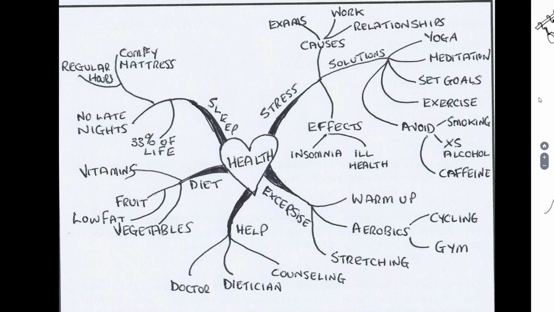Exercise. Talk about different ways to exercise. You should warm up carefully by stretching first. You need to do aerobic exercise, or what we call cardio, cycling or working out at the gym. Stress can have a lot of causes: exams, work, relationships. There are some solutions: yoga, meditation. You can set some goals, do some exercise, avoid smoking, alcohol, or drinking too much caffeine. The effects of stress: insomnia, or ill health.